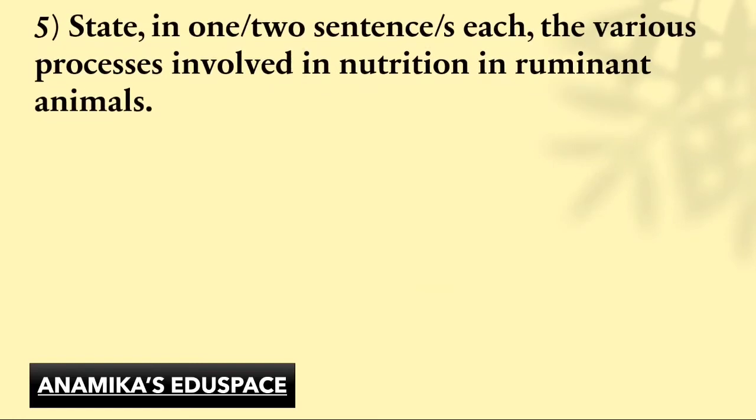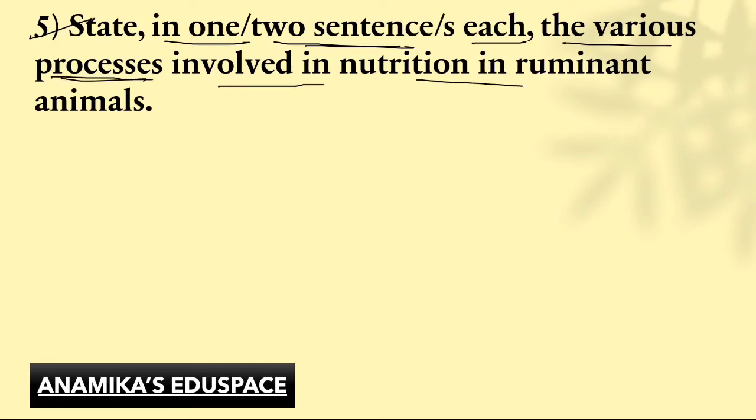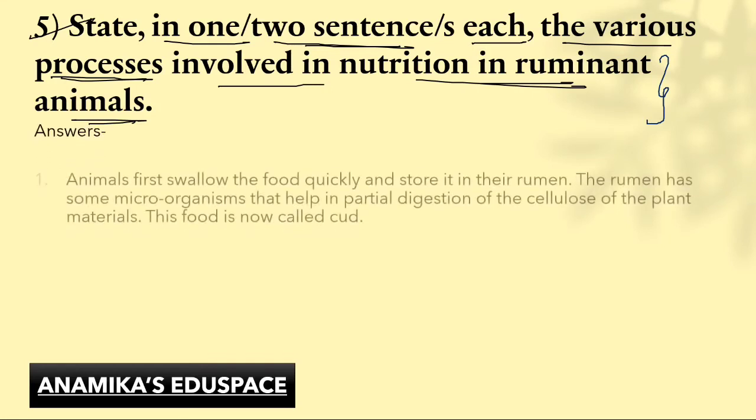Next, state in one or two sentences each the various processes involved in nutrition in the ruminant animals. So yes, as I promised you in that question, we are going to read about rumination in detail. So now we are going to read about it. So let us see. Answer.